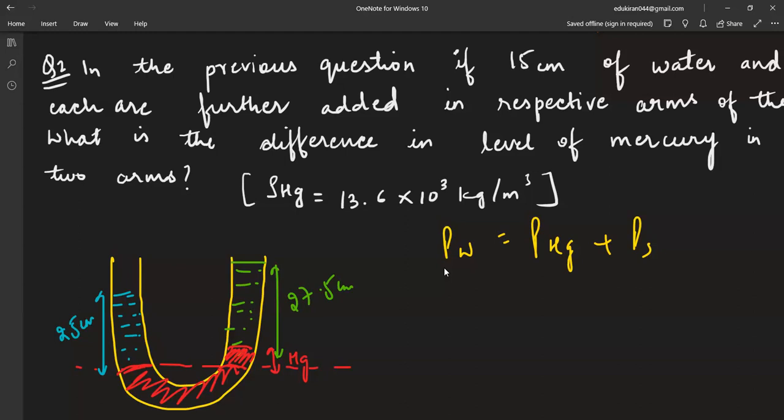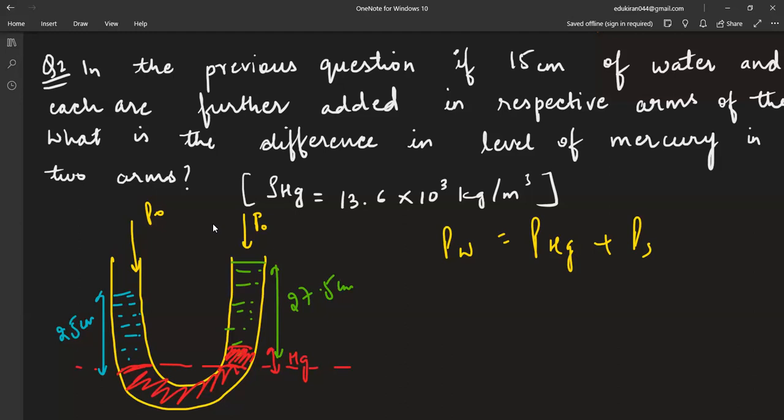Since nothing is mentioned, we have to assume that the mercury has risen towards the spirit because the length is greater, 27.5 centimeters. Here it is 25 centimeters. The length has increased because the pressure is exerted. Atmospheric pressure will come here and this will push it in comparison to this. See, both the pressures are equal. Wherever height is more, there the inclination of mercury occurs.